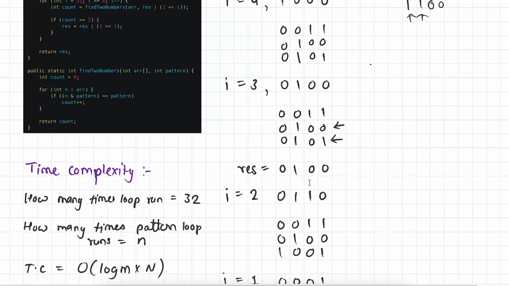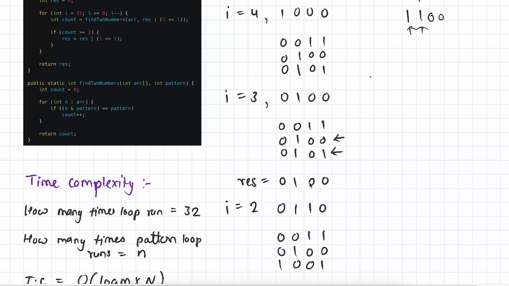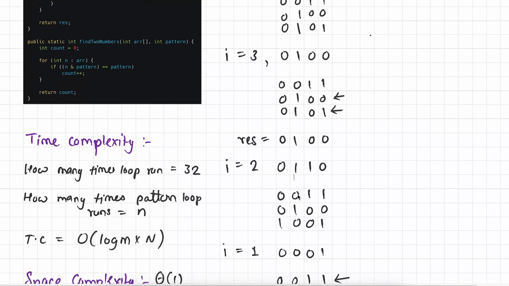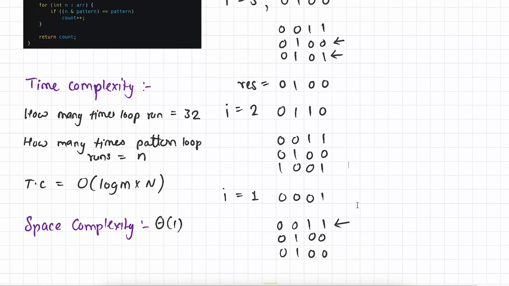In the next iteration our I becomes 2. In this iteration we are setting the second bit, and because of the OR operation we are doing here, we are including the second bit as well as the third bit. And then we search, are there any two numbers whose second and third bit is set? This time we do not find any number. So we continue to the next iteration.